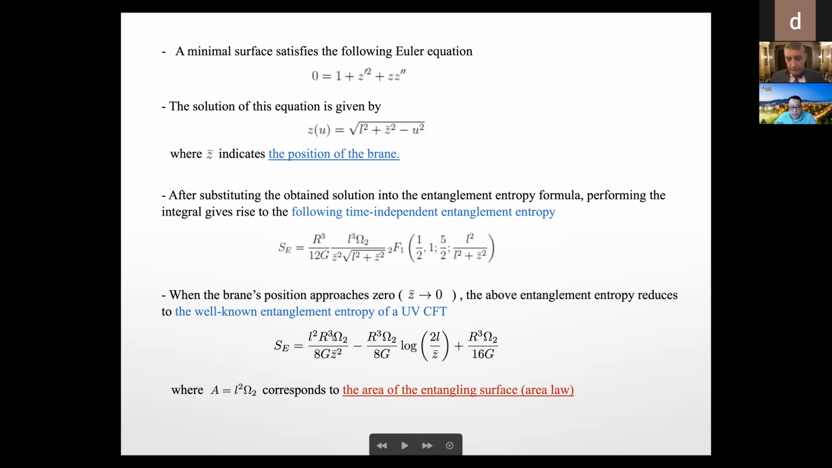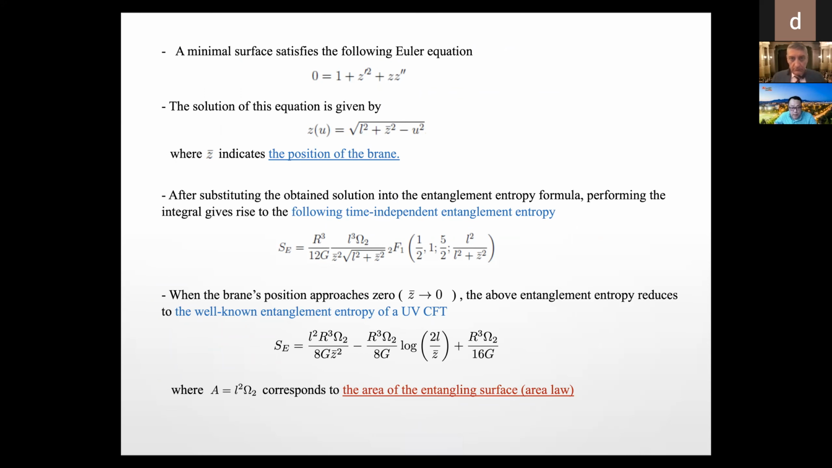As shown here, L squared times omega is the leading term, corresponding to the area of the minimal entangling surface. This entanglement entropy, as I mentioned before, shows the area law. So this is a static case.